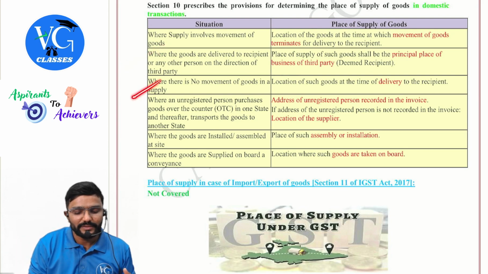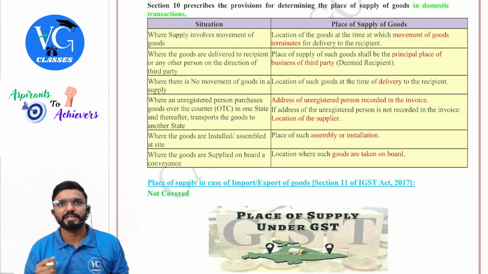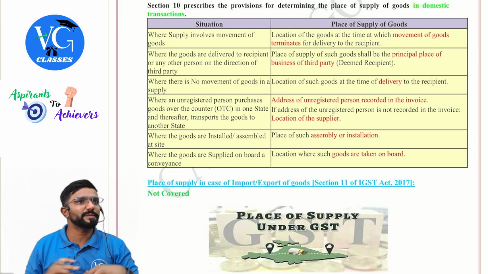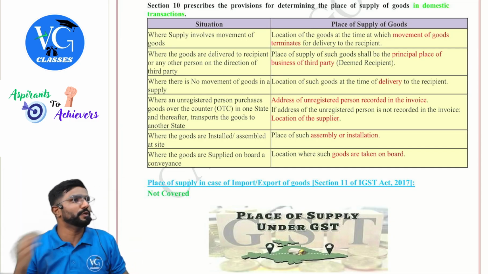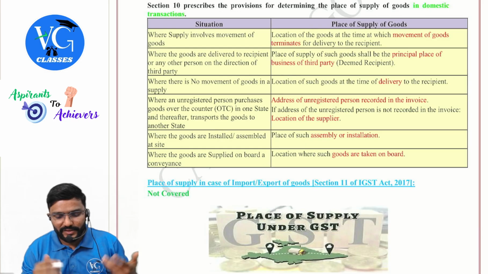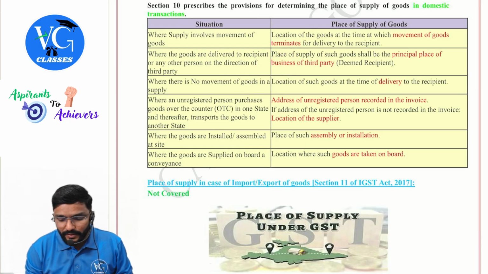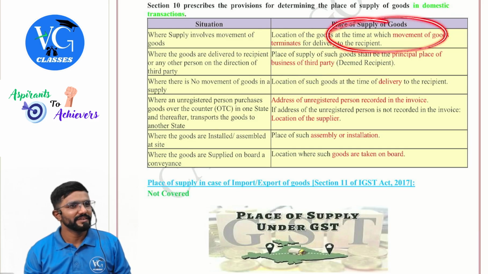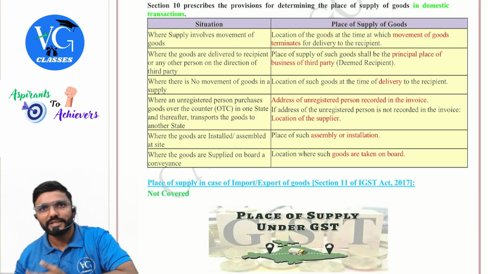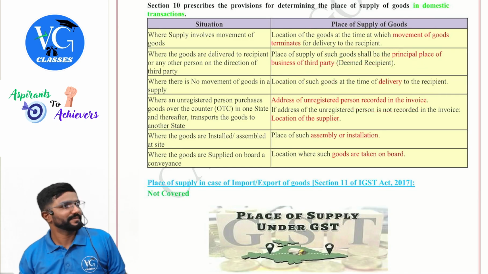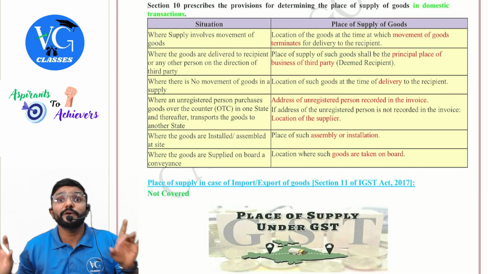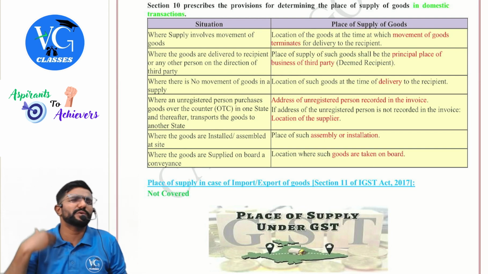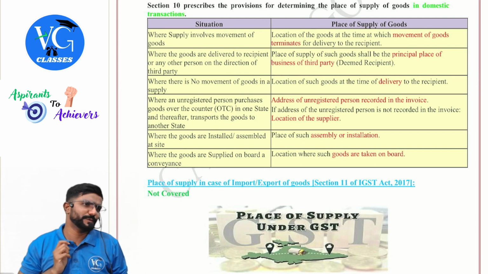Okay, first let us do the third one, because there is a correlation between the first and the third. When there is no movement of goods between supplier and recipient, for example, I went to the recipient's place and purchased the goods, in that case, when there is no movement, the place of supply is the location of such goods at the time of delivery. Actually, both tell the same thing. When there is movement, where the movement ends. Second, where the goods are delivered. Clear, but there is no movement of goods between the supplier and recipient, meaning normally the recipient would have gone to the supplier's place and purchased the goods.